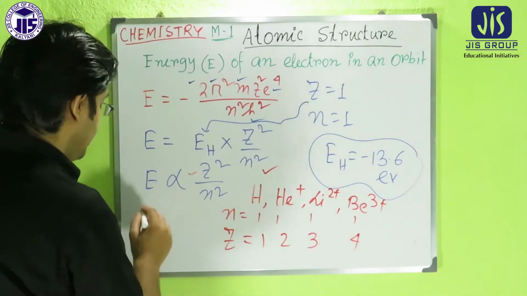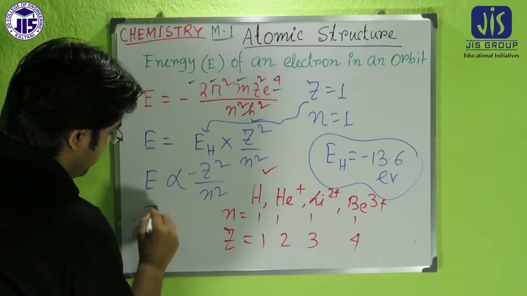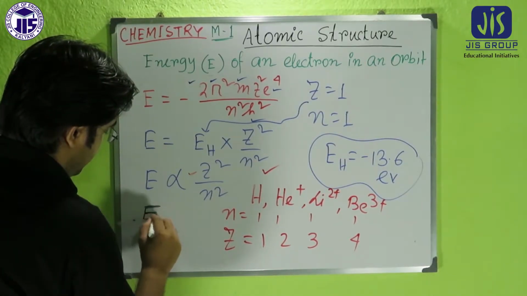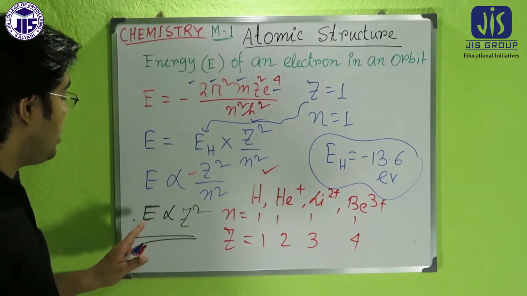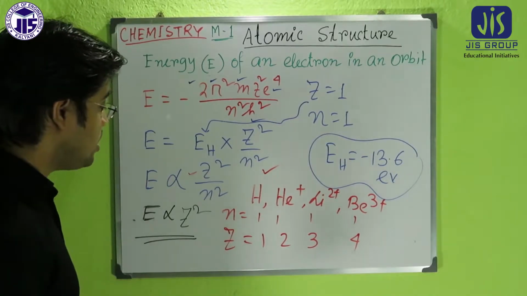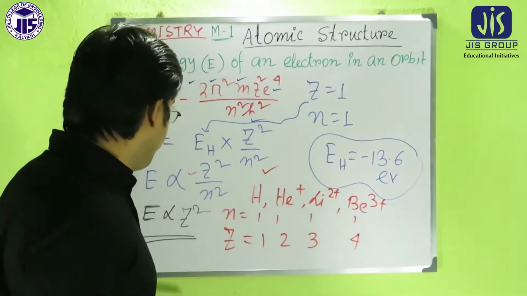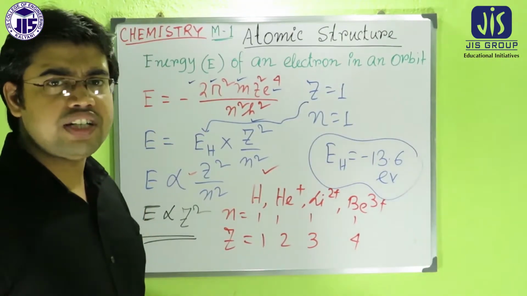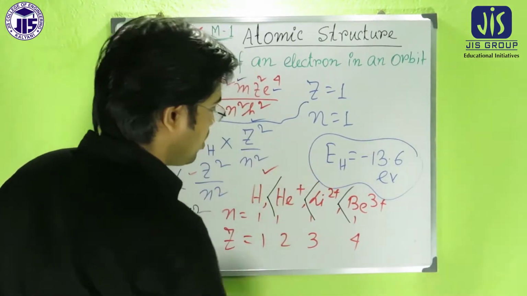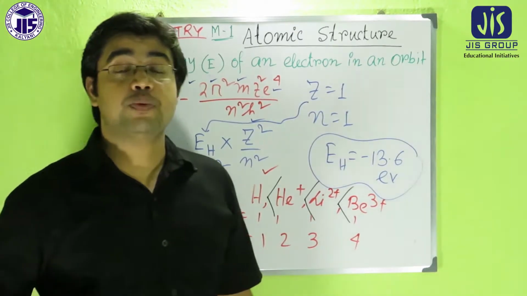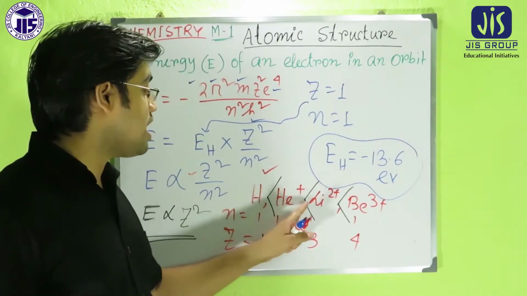So now the equation reduces to E proportional to Z square. So if E is proportional to Z square, then obviously if Z is increased, then the energy value obviously increases. So the order will be like that. The order of the electron in first Bohr orbit will be highest for beryllium 3+, then lithium 2+, then helium +, then hydrogen.